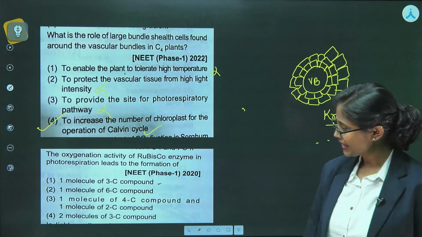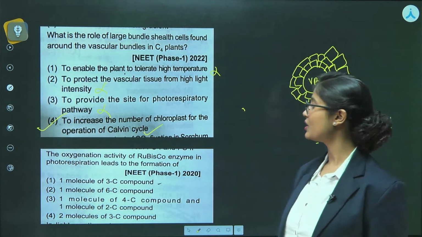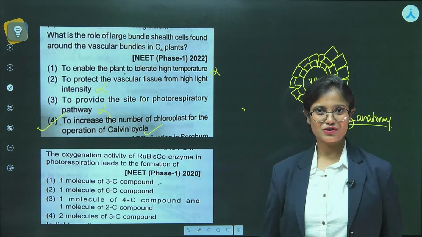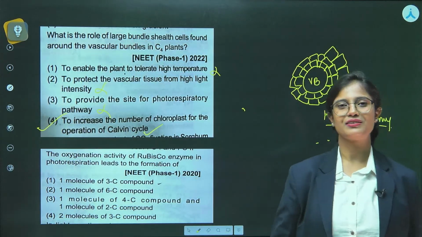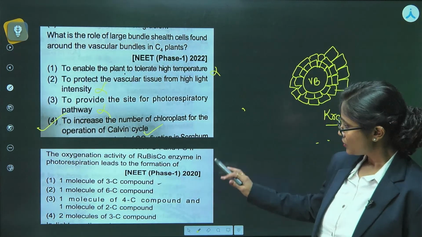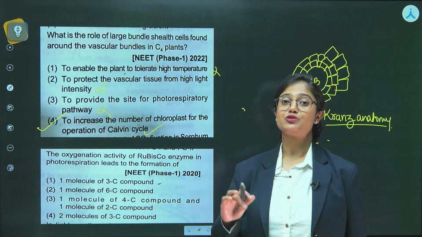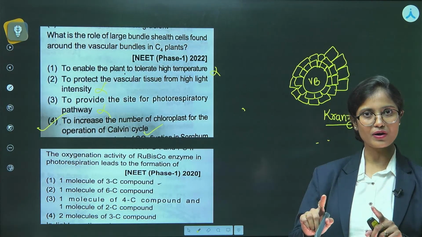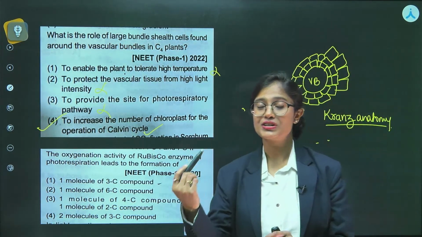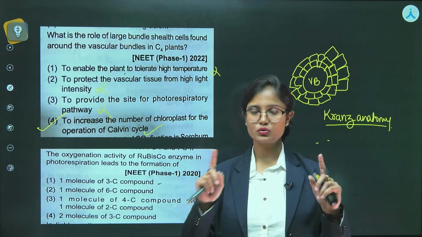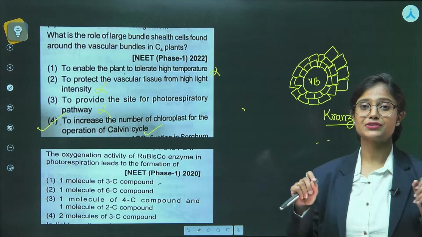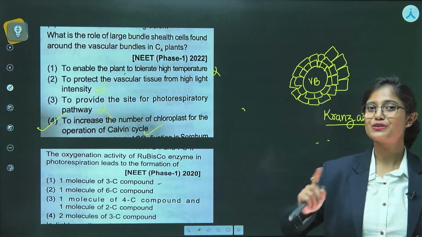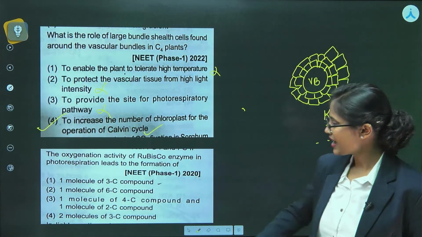Now, let's see the last question, that is, the oxygenation activity of Rubisco enzyme and photorespiration lead to the formation of. यहाँ पे photorespiration का concept आ गया. This question is again from 2020. So, when photorespiration takes place, that means Rubisco enzyme is acting as an oxygenase. That means in the presence of oxygen, it is acting as an oxygenase and it will lead to the formation of two compounds. One is 3-carbon, that is phosphoglyceric acid, and another is 2-carbon molecule, that is phosphoglycolate. Right? Now, let's see the options.